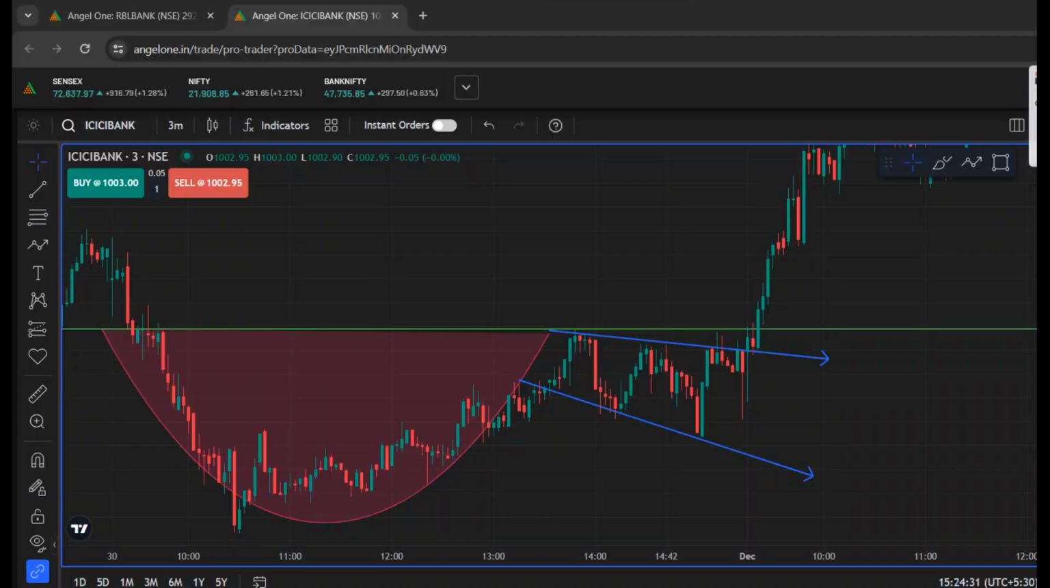And this could be an example of a reversal cup and handle pattern. You can see the stock is in a downtrend and the price consolidates in the form of a cup and handle, and after the breakout you can see a complete reversal. So this is a decent example of a reversal cup and handle pattern.